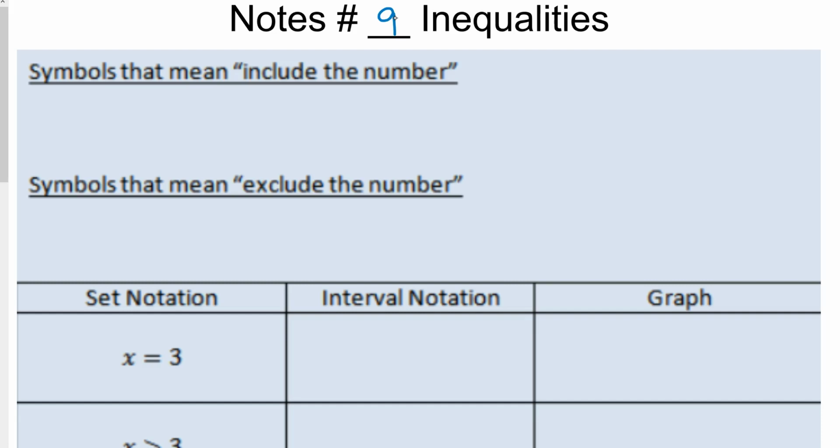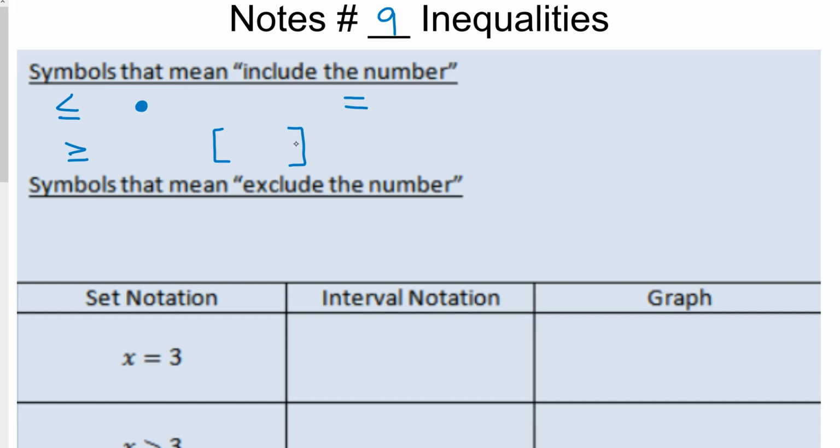So let's talk about symbols that mean include the number. If you're looking at inequality symbols, if you have less than or equal to or greater than or equal to, you include the endpoint because of the equal sign. Of course, the symbol equals also means include the number. There are some other symbols that mean the same thing. If you're graphing and you want to show that you're including the endpoint, you use a closed or filled in circle. And what we're going to learn today when we learn about interval notation is that if you use square brackets around numbers, that means you're including them.